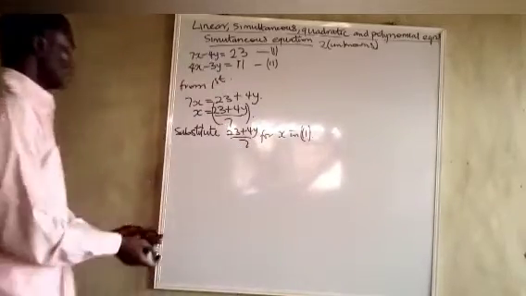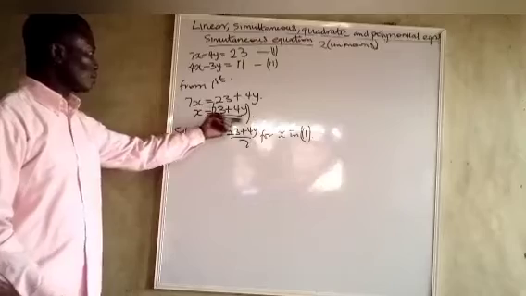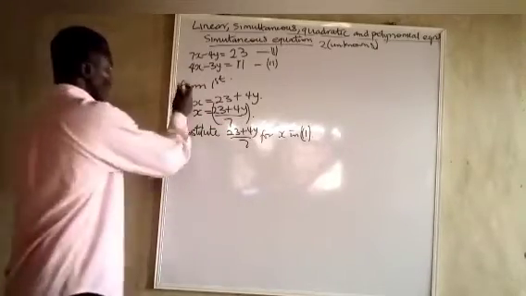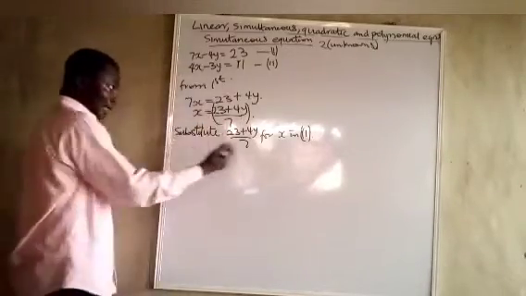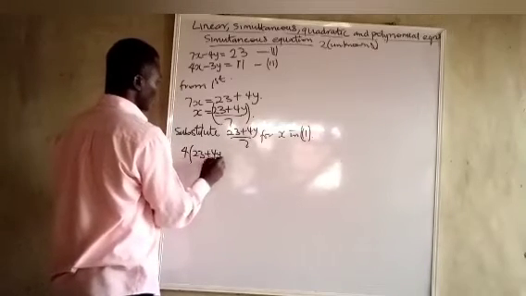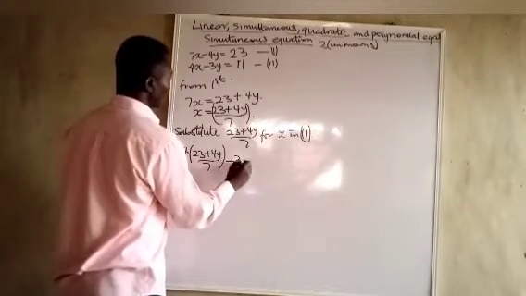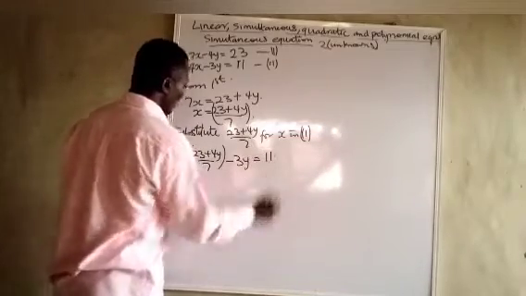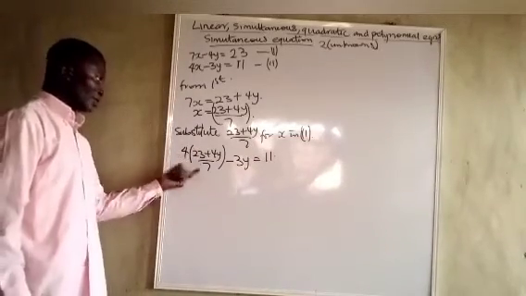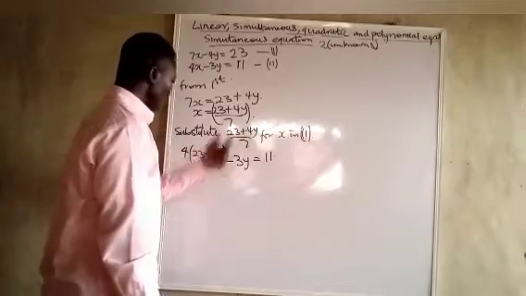You know what happens? x is expressed in terms of y now. So that's what happens, and then everything will be in terms of y. So I can now say 4 times (23 + 4y)/7 minus 3y is equal to 11. Since this is the only fraction I have here now, I can multiply through by 7.